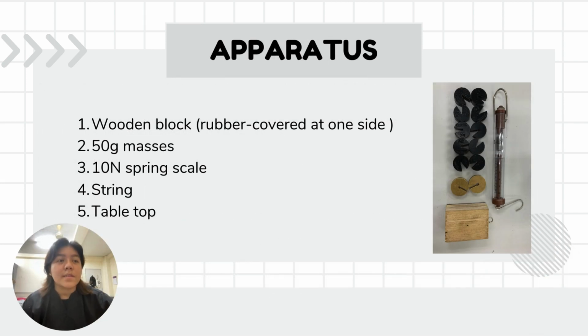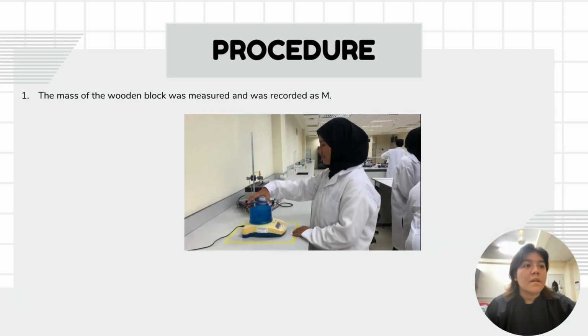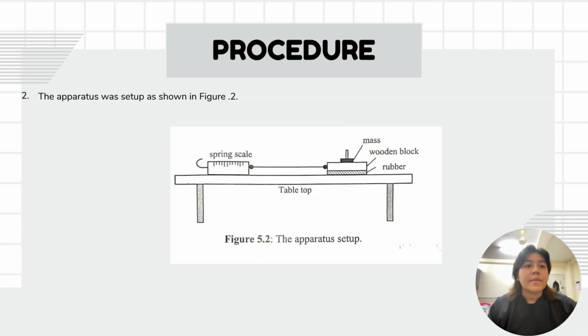So for this experiment, the apparatus needed is a wooden block, 50-gram masses, a 10 Newton spring scale, string, and tabletop. Here is the procedure. The mass of the wooden block was measured and recorded. The apparatus was set up as shown in figure 2. This picture shows the apparatus setup.